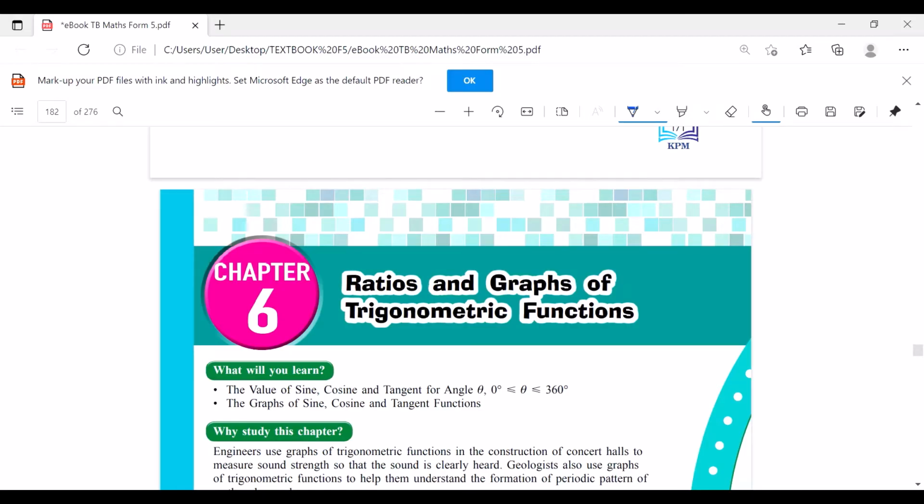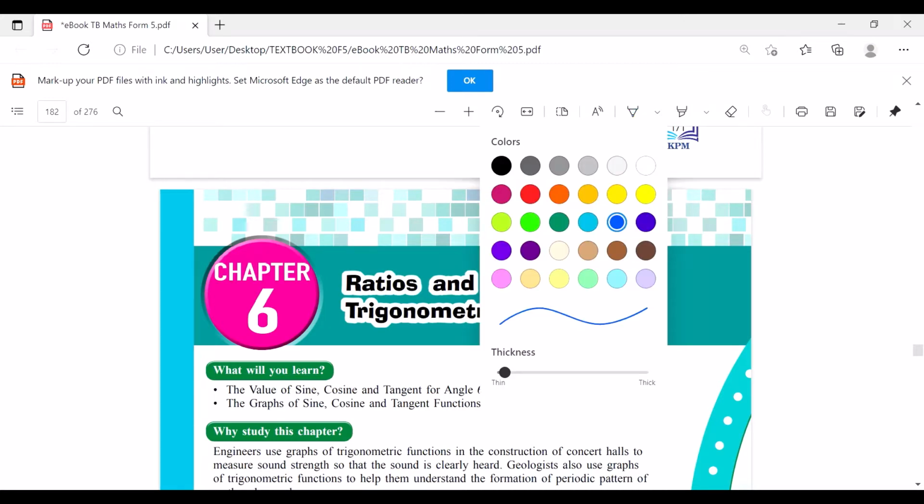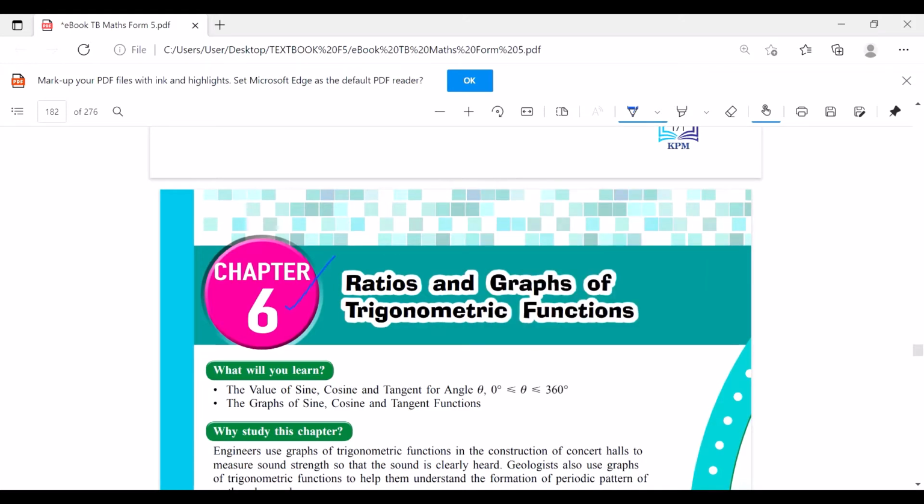Okay, class, today we'll start with chapter 6, about ratio and graph of trigonometric function. Before this you learned about trigonometry, sine, cos and tangent, but only for angles less than 90 degrees. But this one we have a big range, 0 to 360, the theta. And after that you will learn about the graph.